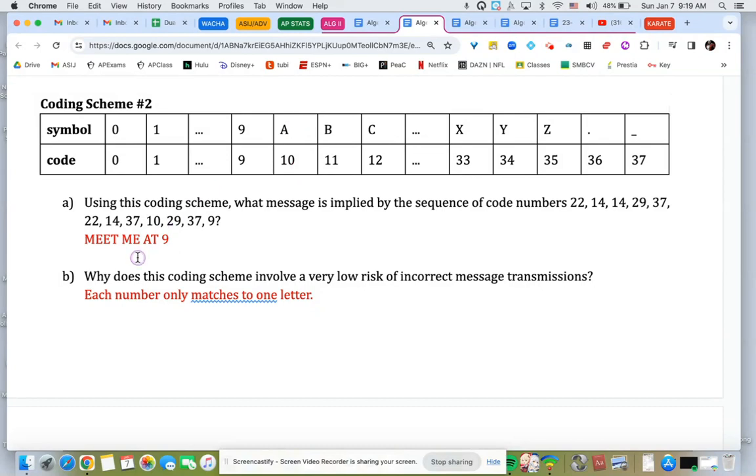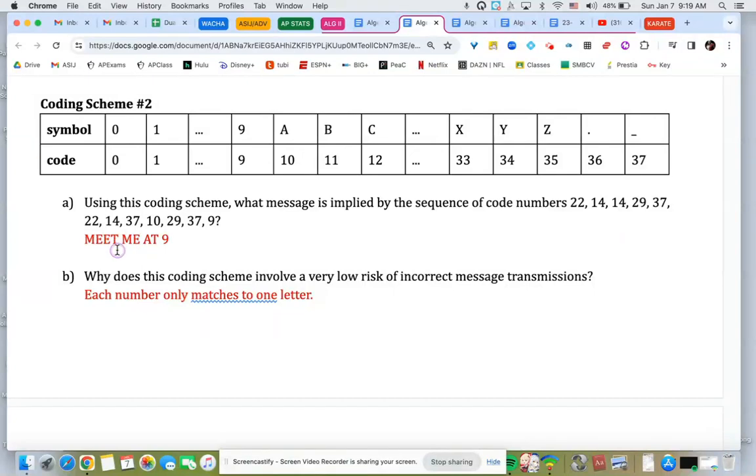Oh, what's going on? I'm supposed to start over here. All right, so 22, you figure that out. That's an M, right? 14 is an E. 14 again is another E. 29 is a T. And then I'm back at 37 for space, right?